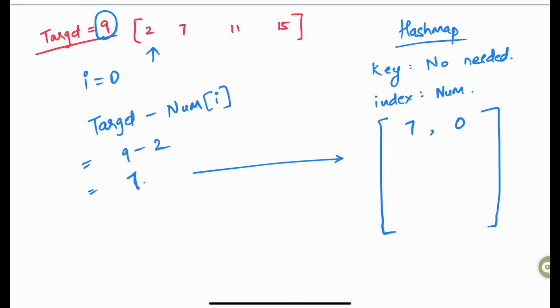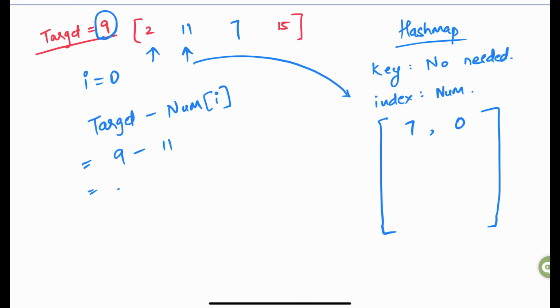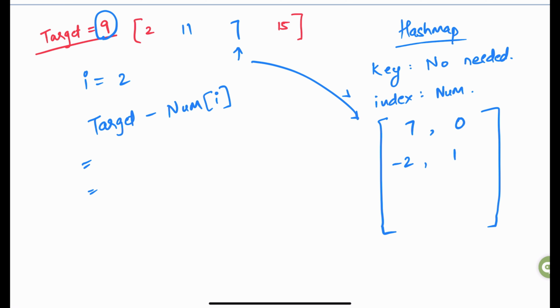I'll swap the value 7 with 11 in the input array so that we can run a couple more simulations. After incrementing my pointer, i is equal to 1, which is now pointing at 11. We'll check first if 11 exists in the collection. As 11 does not exist, we'll calculate the difference, which is minus 2, and add it to the hash map. After incrementing my pointer, i is equal to 3. Now we are pointing at value 7.